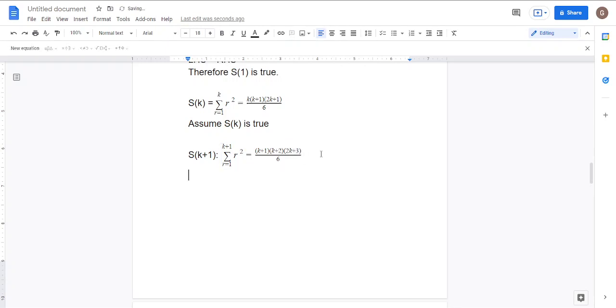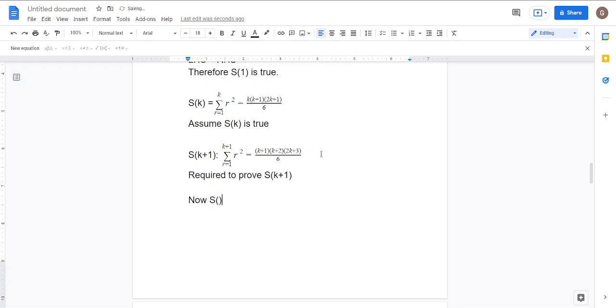Right? So we're required to prove this. To prove that this is the case. S of k plus 1. Right? So now we're actually doing the proof. So before we were just replacing n with k plus 1. Now we're actually doing the actual proof. So we're going to say now.